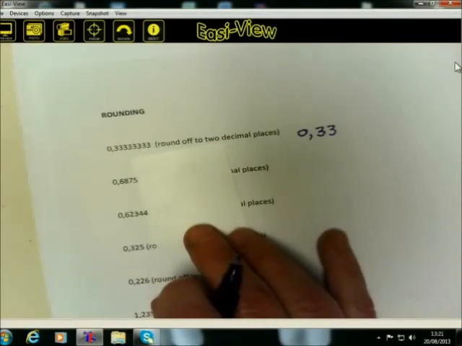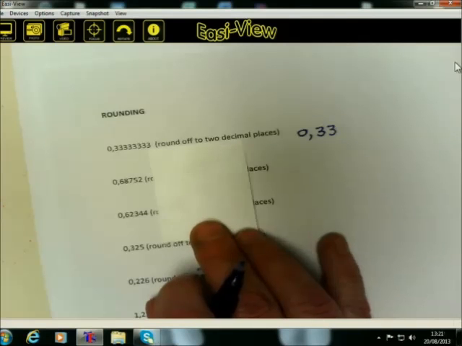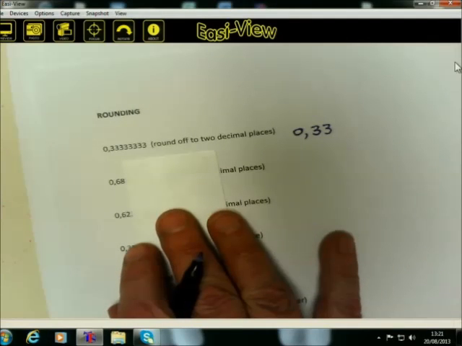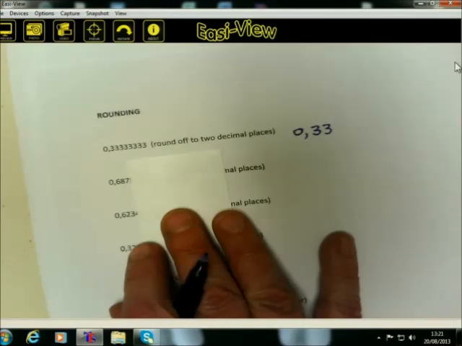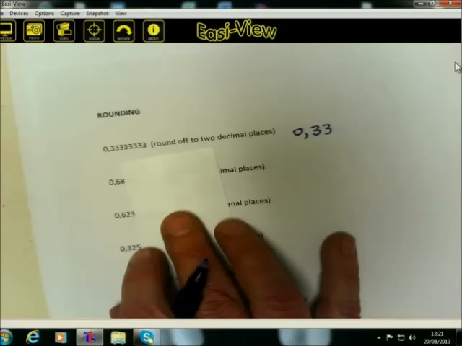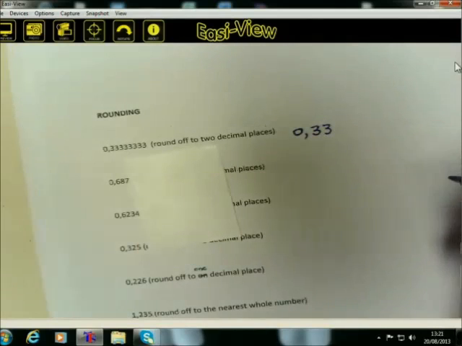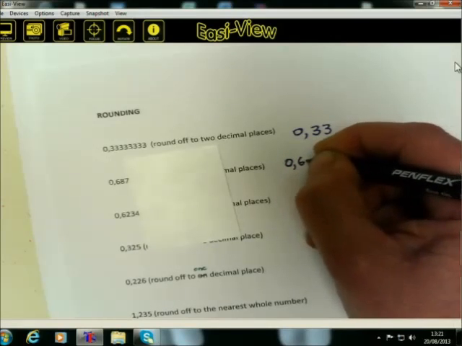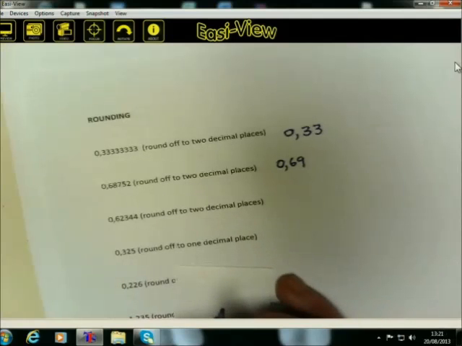Let us work a little bit more on rounding. Let us look at the number 0.68752. I want to round this off to 2 decimal places. In other words, I just want 2 digits behind the comma. What do I do? I look at the third place. There is a 7. Now this number, 7, if it's a 5, a 6, a 7, an 8, or a 9, then this 7 can make that 8 the next number. In other words, 68 will become 69. So in this case, I can make it 0.69 if I round off to 2 decimal places.